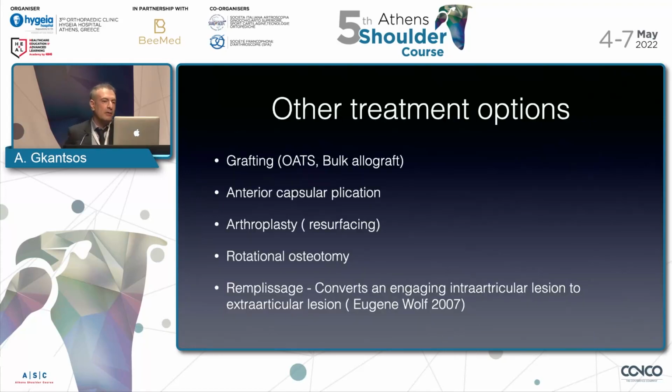Other treatment options for this lesion are grafting, big bulk allografts or so; the anterior capsular plication, of course; partial arthroplasty, such as resurfacing, but we are very skeptical to put metal in a young patient. Rotational osteotomy, to be honest, I've never seen or done this operation, and I think most people in modern times don't. And the remplissage, which was introduced by Eugene Wolf in 2007 in the arthroscopic way.